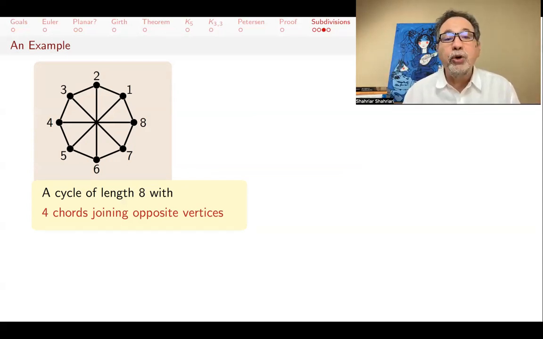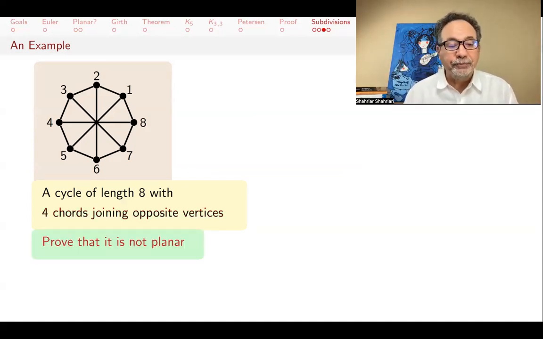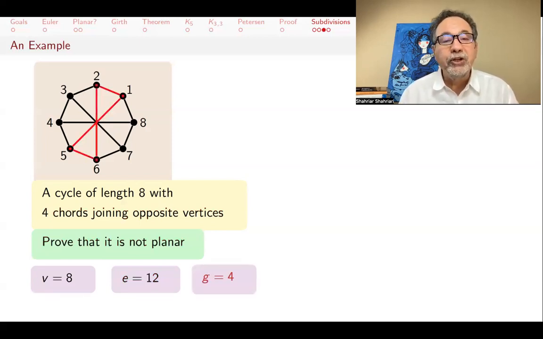This is a graph, and I want to know whether or not it's planar. Now, I want to prove that it's not planar. So I might use my theorem. V is 8, E is 12. There's 12 edges and 8 vertices. What's the girth? The girth is 4. Here's a cycle of length 4, going from 1 to 2 to 6 to 5 back to 1. There's no triangles, and so the girth is 4.